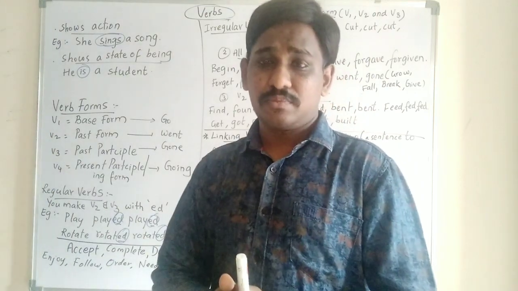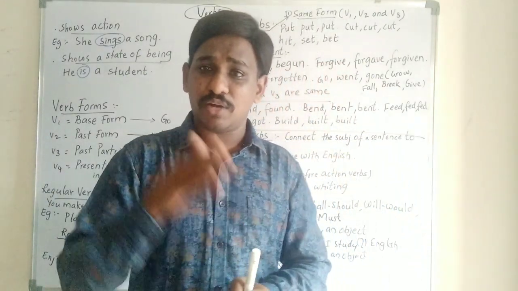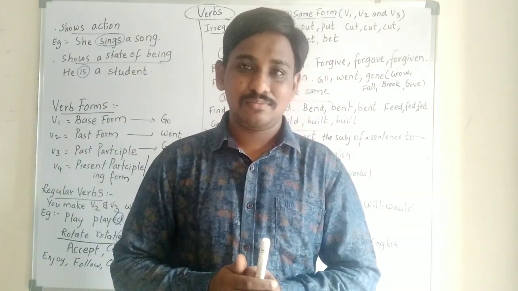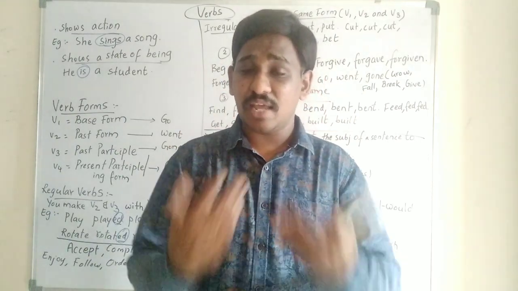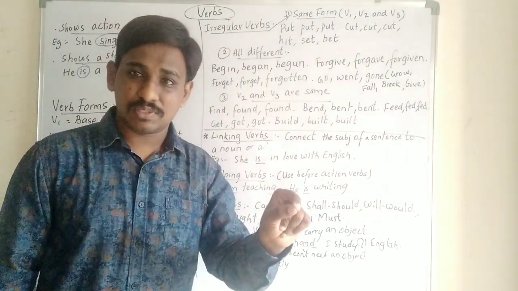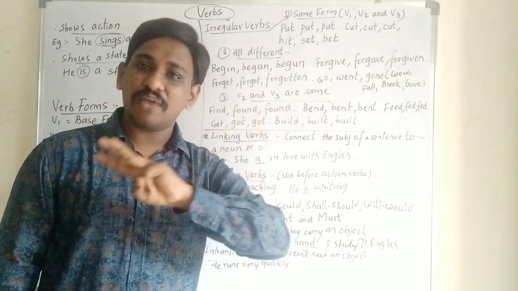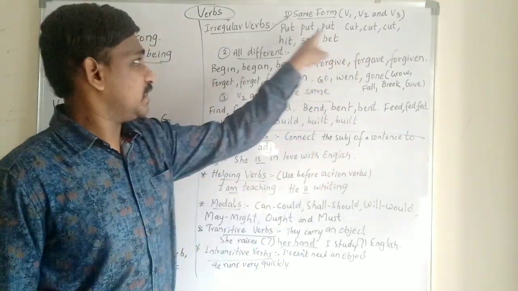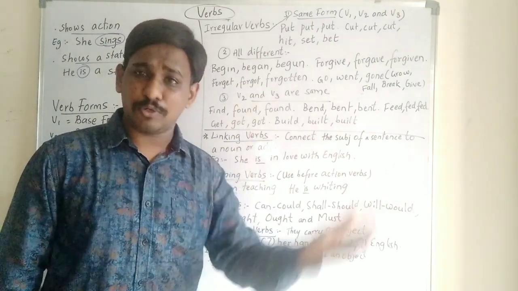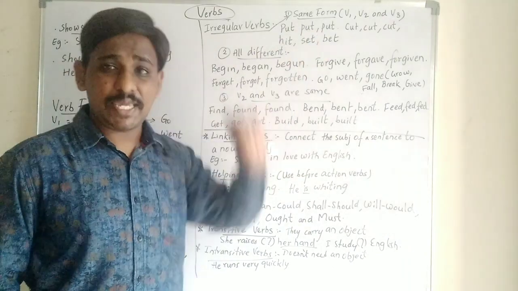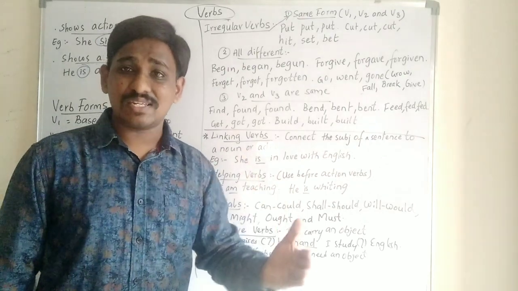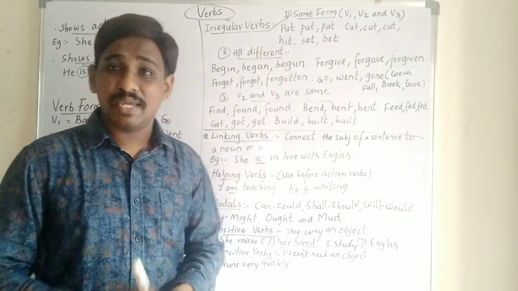What are irregular verb forms? If we make verb forms V2 and V3 other than by adding ed, we call them irregular verb forms. There are three ways of making irregular verb forms. Let us see them. First of all, the verb forms V1, V2, V3 will have the same words. Let us take the example put. Put, V1. What is V2? Put again. V3 also put. So here all the verbs will be the same. Next, cut. Cut, cut, cut. Set, set, set. Hit, hit, hit.